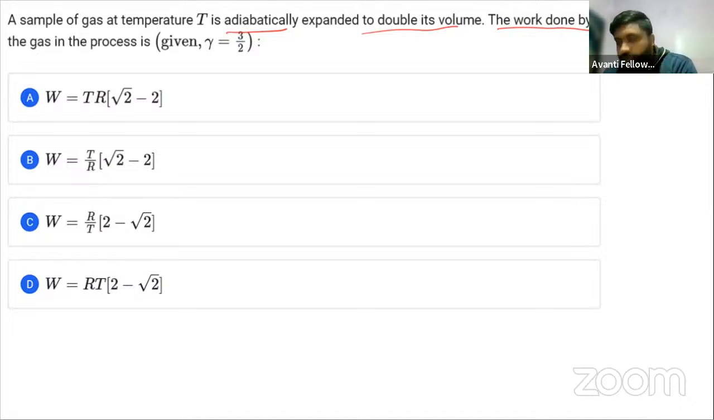I hope you are trying to solve this question. Meanwhile, I will discuss this question. You try solving it, and when you find the answer, let me know in the chat box.